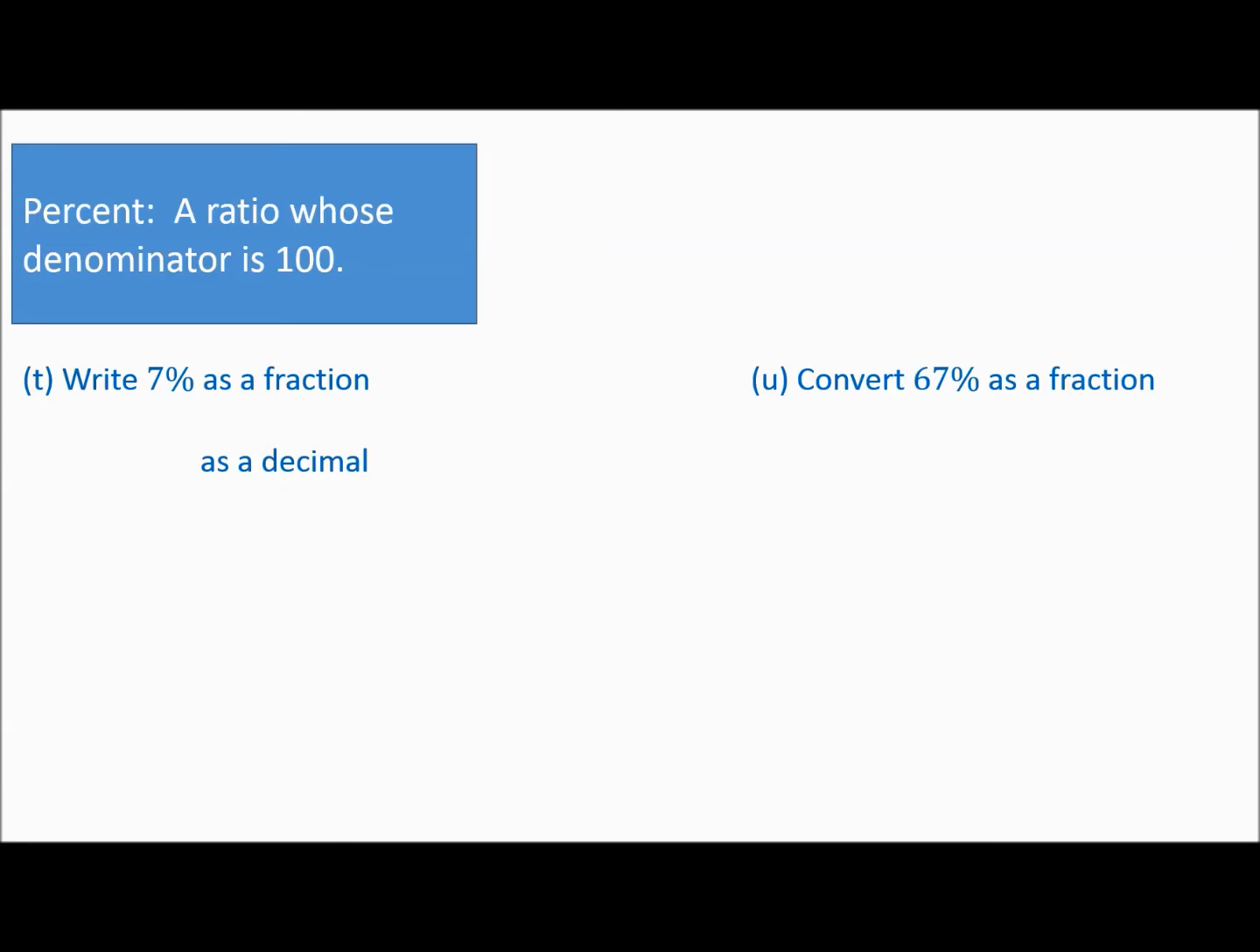Okay, we've got something new. Percent. What is a percent? A good way to think about it is a ratio whose denominator is 100. Okay, real simple. The percent sign means out of 100. All right, so if we're supposed to write 7% as a fraction, then we say 7 out of 100. That's what that means. 7 out of 100. Percent sign, that just means out of 100. You just take those 2 zeros, make that a line, put it in the denominator. That's all that's really going on.